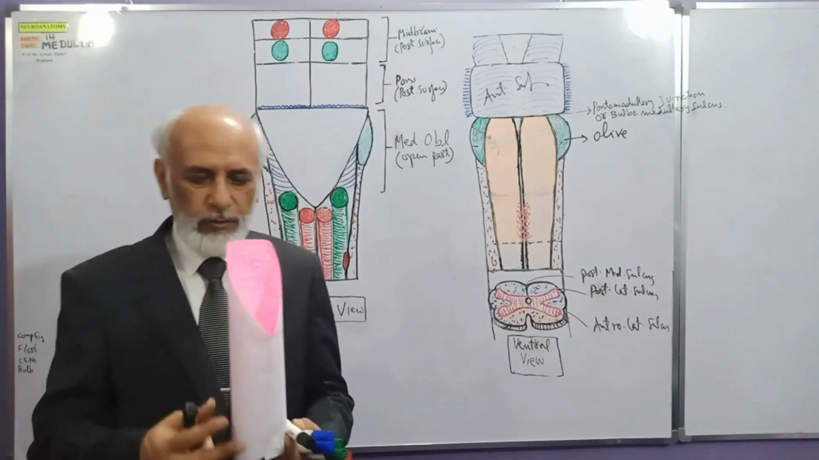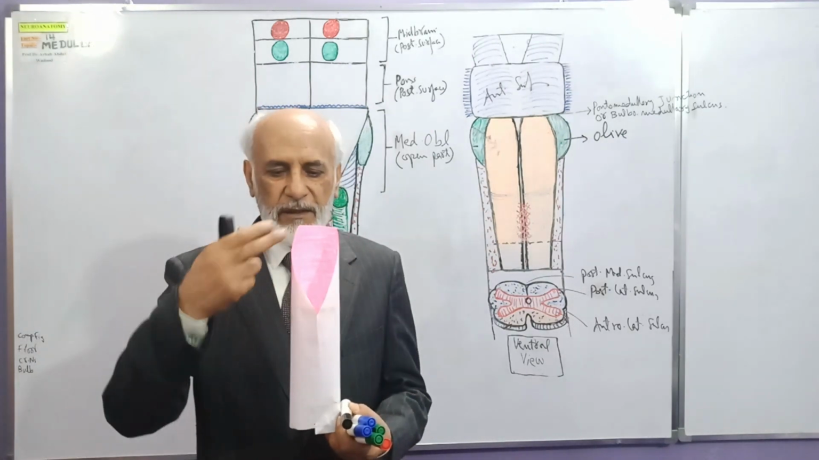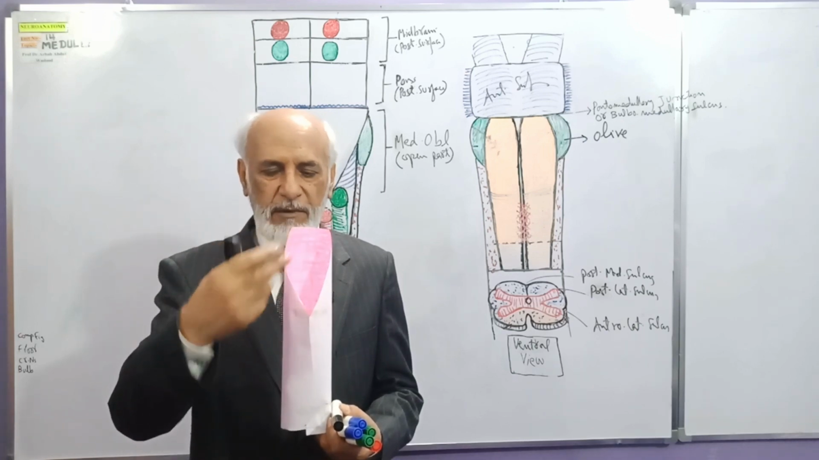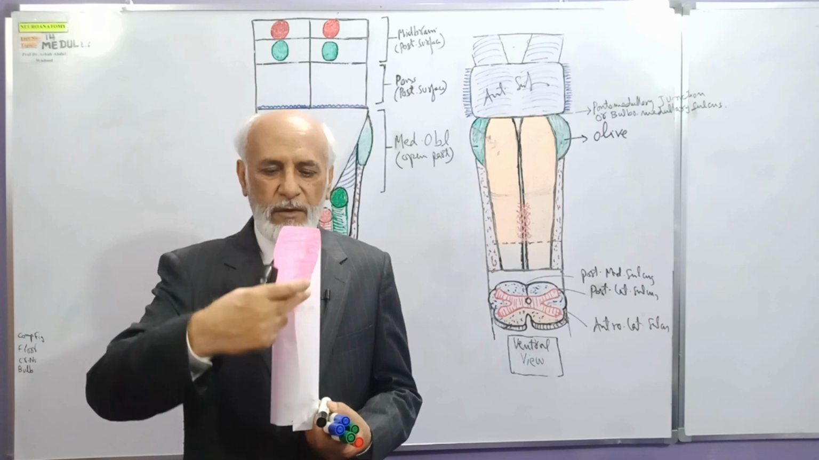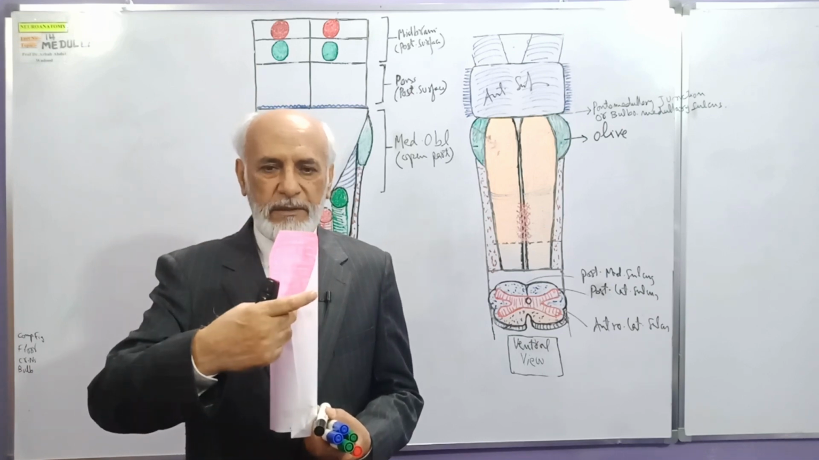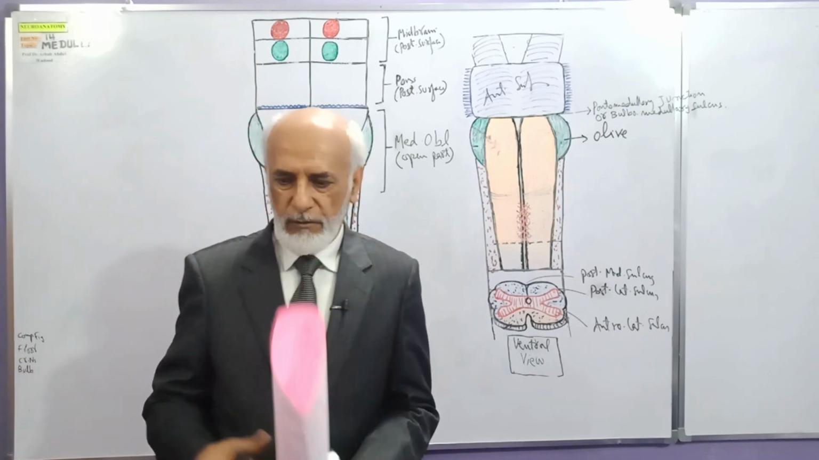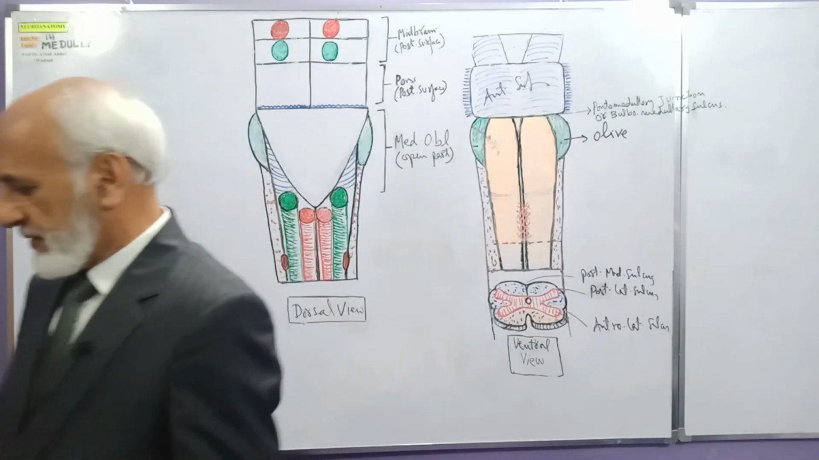Now, I told you yesterday, this is the dorsal aspect of the medulla oblongata, and here the central canal opens, so this is the open part of the medulla oblongata. What are its external features?